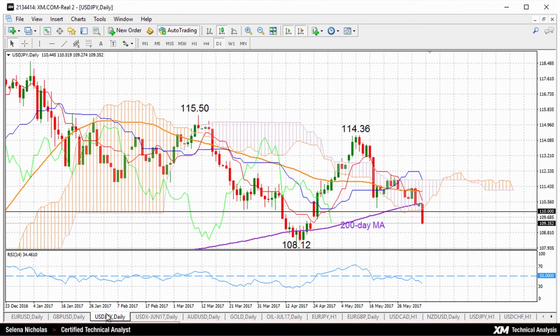Dollar yen turning a bit more bearish, especially after the drop below the Ichimoku cloud. That's a bearish signal, and also falling below the 200-day moving average is giving a bearish bias. If we have a daily close below the 110 level, this could put the pair at risk for a deeper decline, and this scenario appears more likely with RSI being below 50 and trending down. Also, that's highlighting the bearish bias in the market.